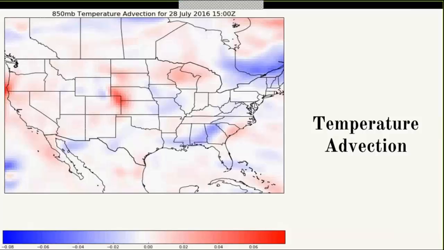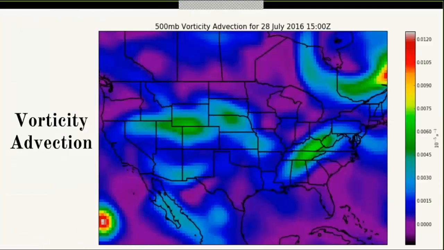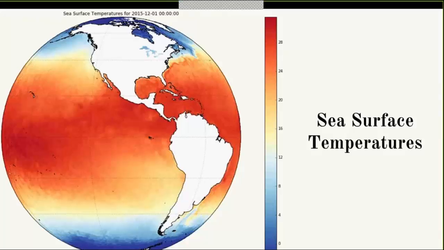This one is just the temperature advection plot. It was using the advection function that is already within MetPy. And then this one was vorticity advection. Yeah, Hurricane Frank.